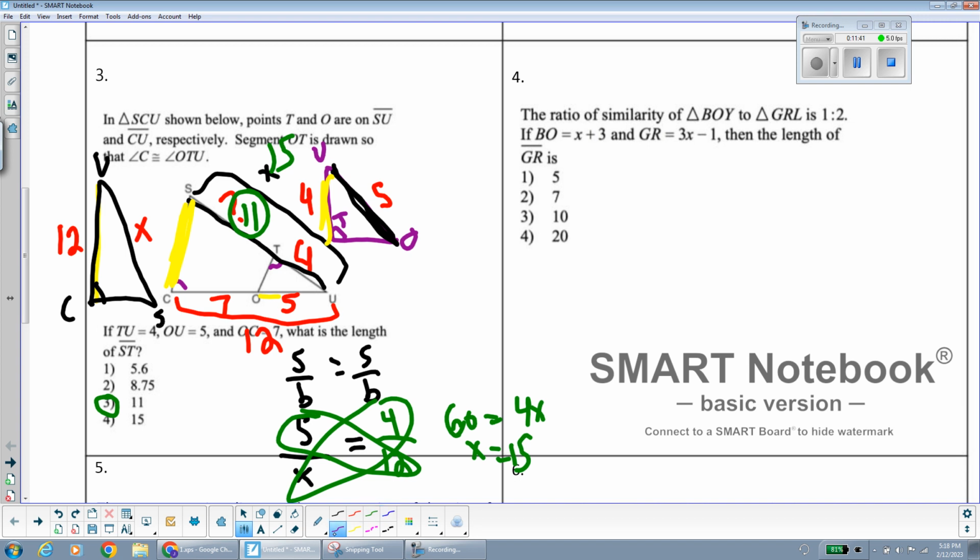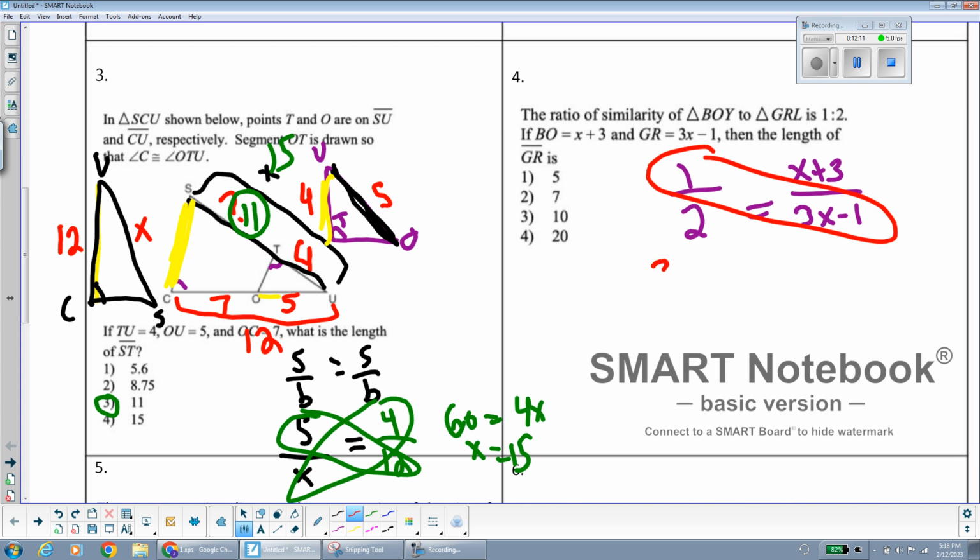Okay. And number 4, the ratio of similarity of boy to girl is 1 to 2. So 1 to 2, boy is the small one, girl is the big one. So BO is from this one, and that's x plus 3. And GR is corresponding to it, and it's from this one, so that is 3x minus 1. So all I'm going to do now is cross multiply. And I'm going to solve.